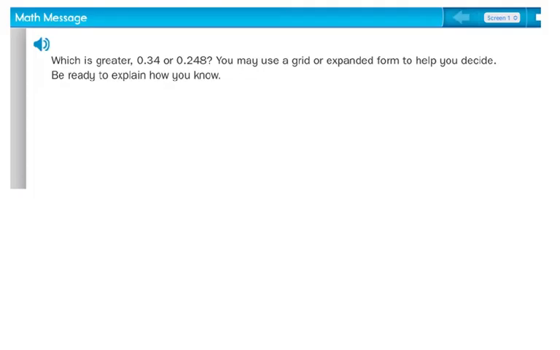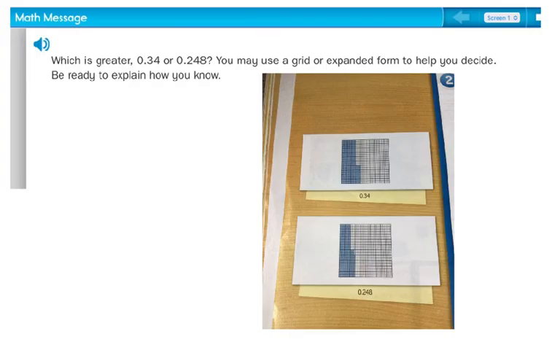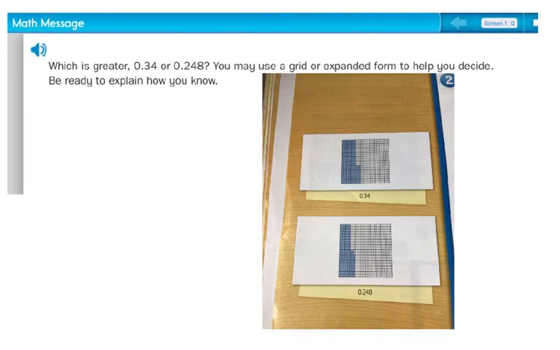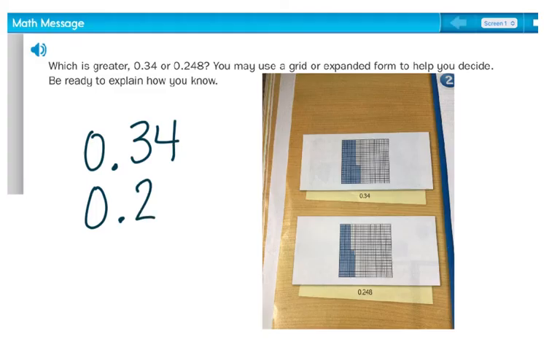So if I were to ask you to compare 2 decimals, which is greater, 34 hundredths or 248 thousandths? You may use a grid or expanded form to help you decide, and be ready to explain how you know. If I were to fill out a thousandths chart, this is what it would look like. The other thing that I can do is to go ahead and compare.